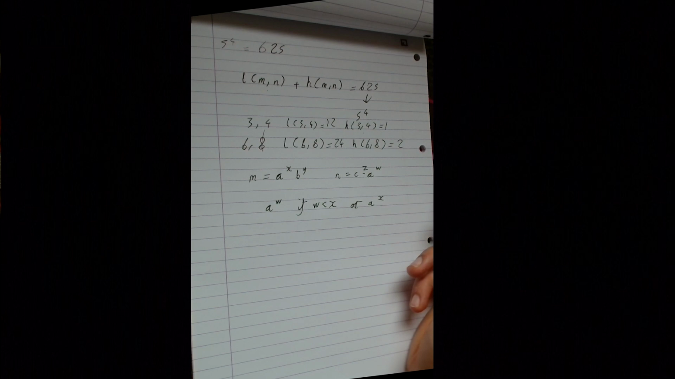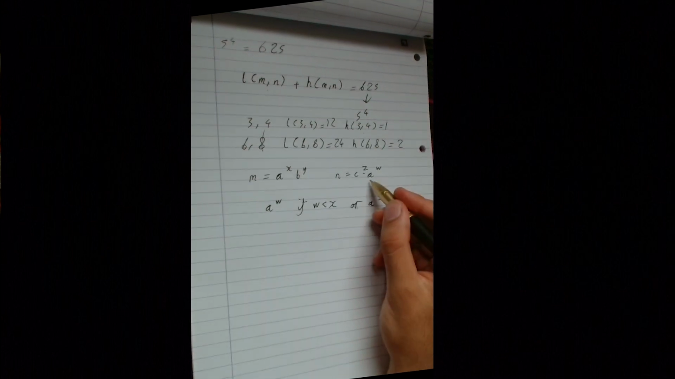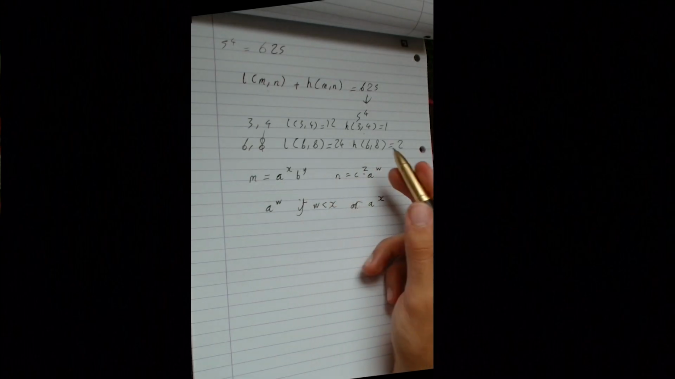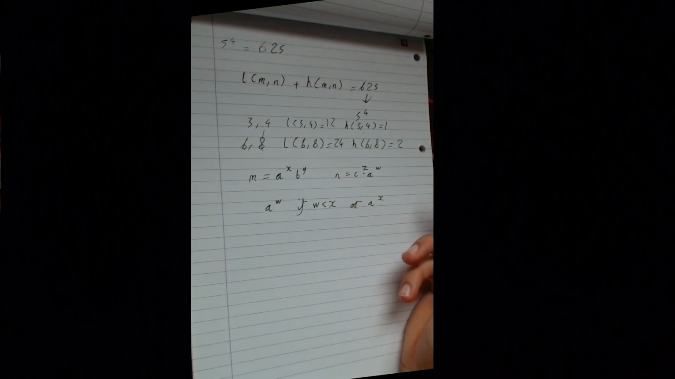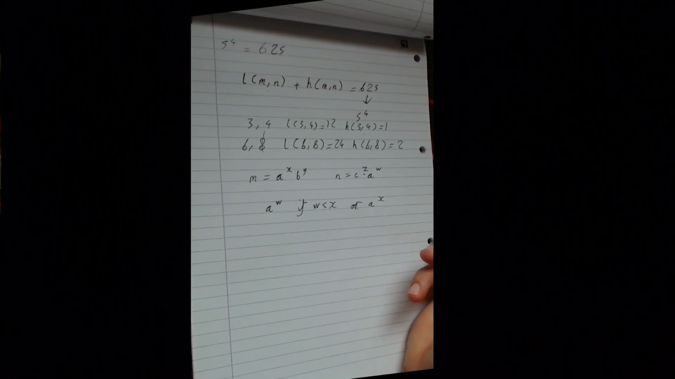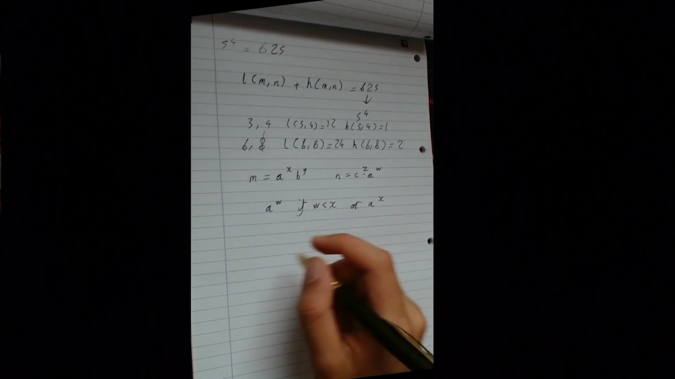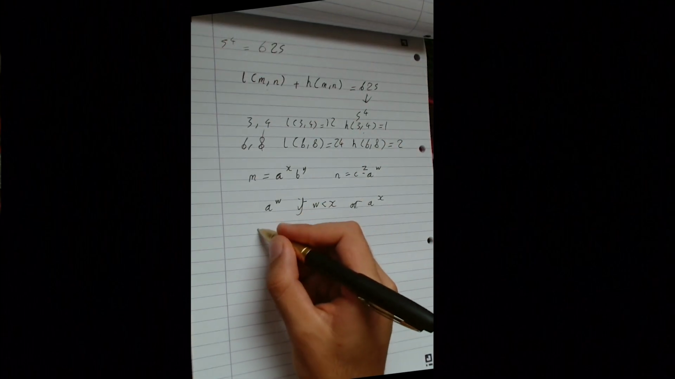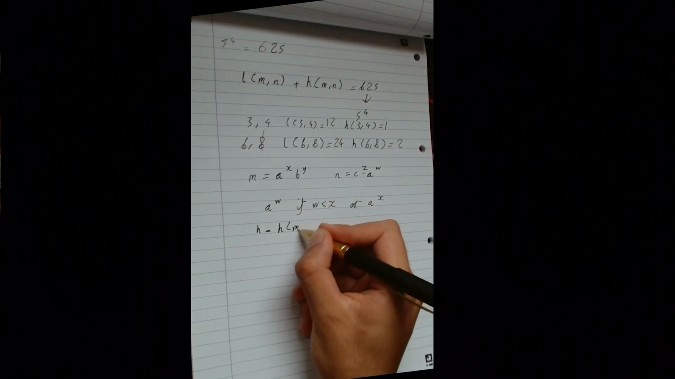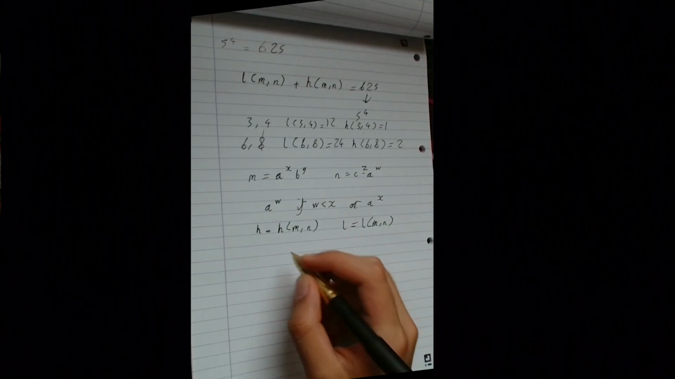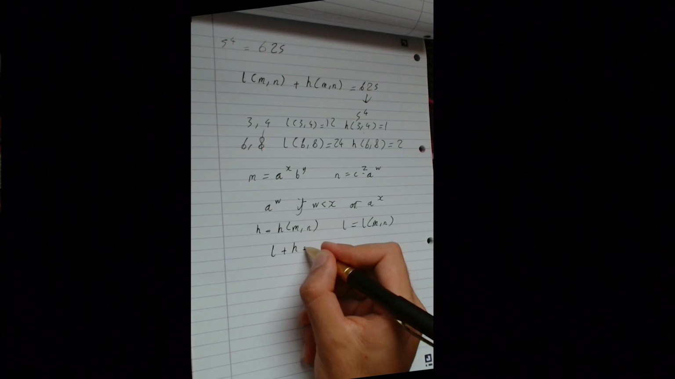So, what can we do with this? Well, we know that there will always be this shared term between the lowest common multiple and the highest common factor, and we want to take it out. We want to divide by that term. In fact, we know that term is always going to be the highest common factor. So, for now, just for the sake of convenience, we'll say h equals hcf of m and n, l equals lcm of m and n. We can write this as l plus h equals p to the 4.